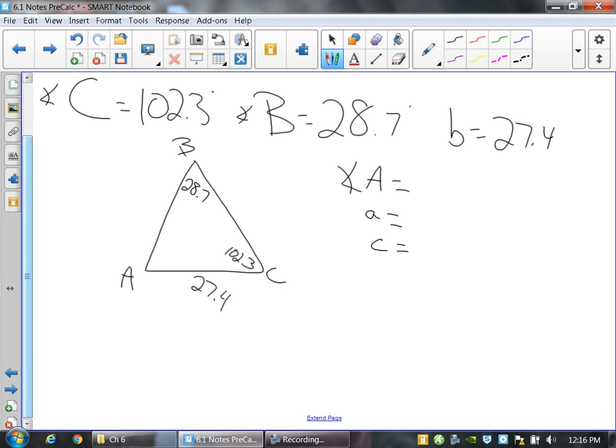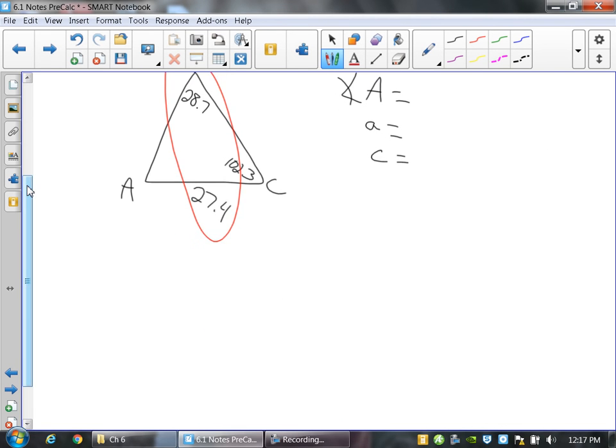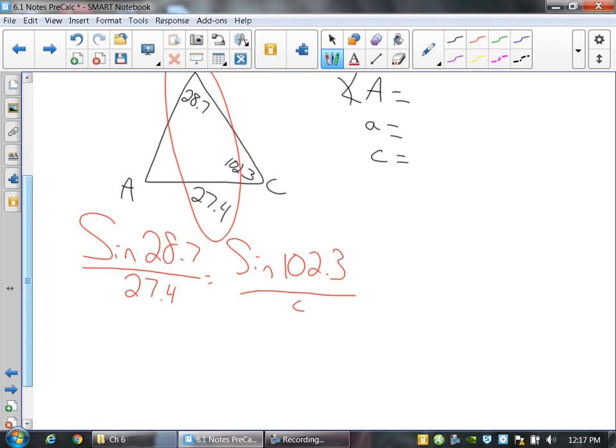Anyway, so do you have an angle and its side opposite? Yes, B. So usually I also do this, oversimplifying it. I know I'm going to use this as my pivot. I'm going to use that to solve for little c, and I'll use that to solve for little a. So sine of 28.7 is to its side opposite, as the sine of 102.3 is to C.